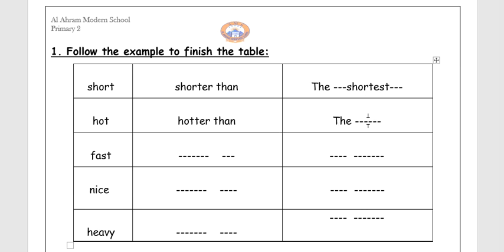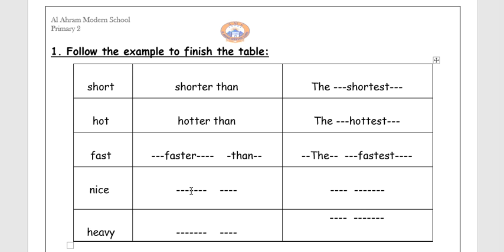Hot. Hot is a consonant vowel consonant adjective. So in the comparative form we say hotter than by doubling the T and adding er. And in the superlative form we say the hottest. We double the T as well, but we add est. Fast. In the comparative form we say faster than. In the superlative form we say the fastest. We simply add est.